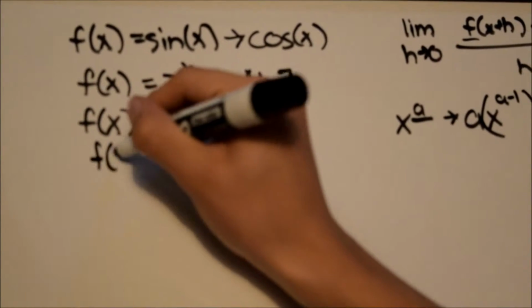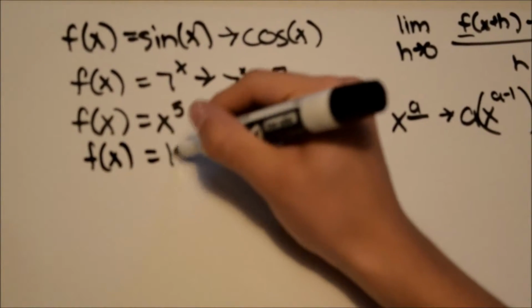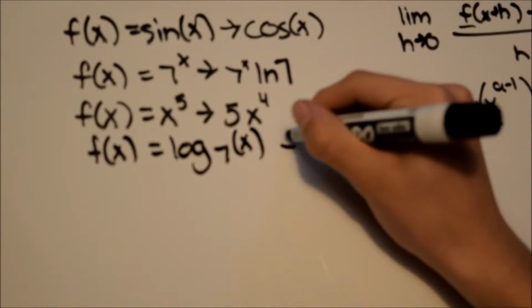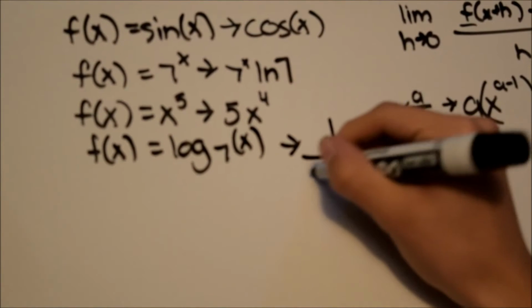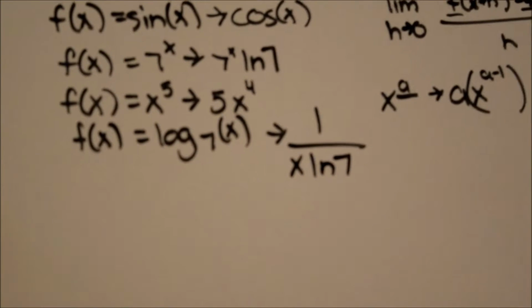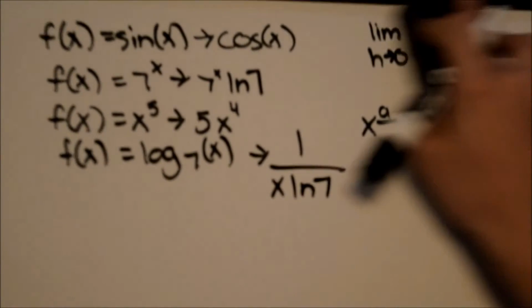And lastly is our log functions. So for example, log base 7 of x. When we put this into derivative form, we always get 1 over our x times natural log of our base. These are all of our simple functions and how to take their derivatives.